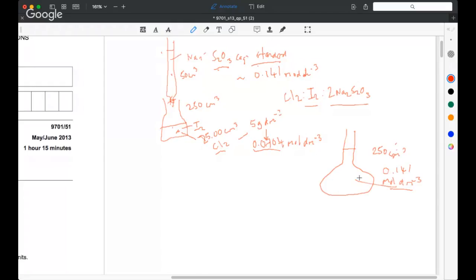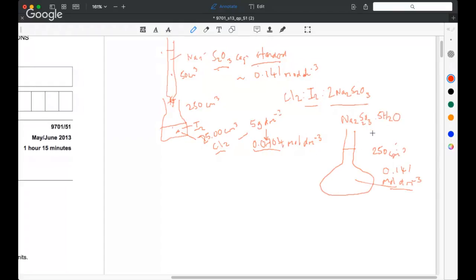And when you did your work, did you assume that your volumetric flask was 250 centimeters cubed? Okay, good. Did they say that in the question? No, they didn't. And then they tell you that you're using sodium thiosulfate, but actually it's the hydrated salt, so 5H2O.